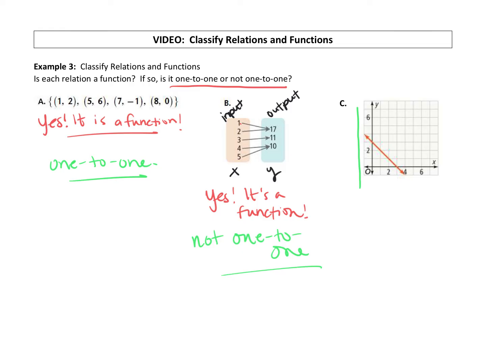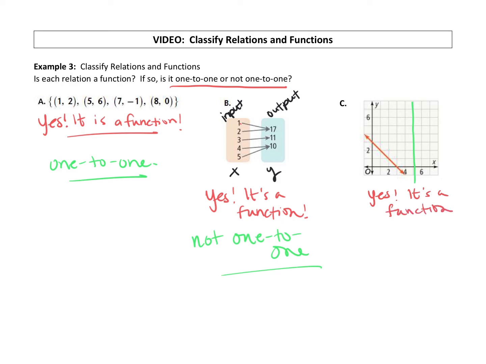If you pass a vertical line across your graph, a function will cross the vertical line in only one spot at any given time. So that's a vertical line test. Does my vertical line, or does the graph, that line, the red line, hit my vertical line more than once at any given time? If it hits it in only one spot, then that means that it is a function. It is passing the vertical line test.